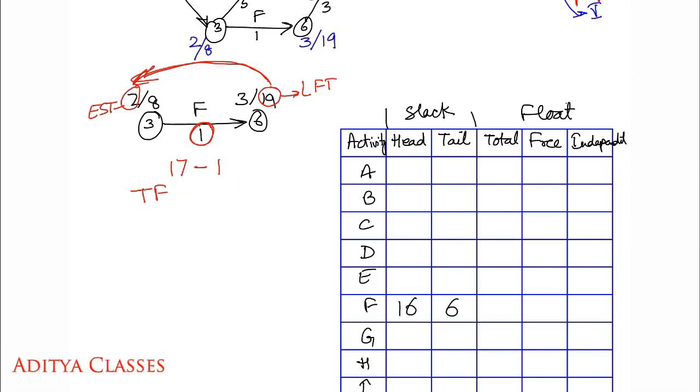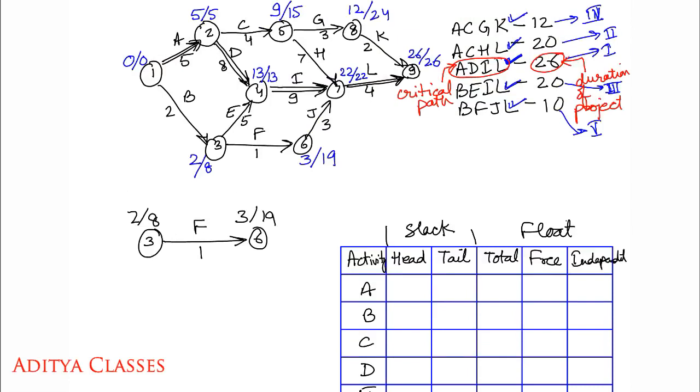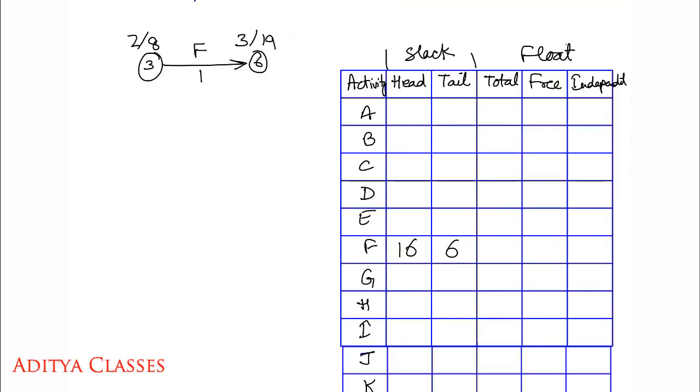So yes, we can go ahead and we can find out total float. What is the total float for this activity F? It is the latest finish time minus earliest start time minus its duration. So what do we get? We get 19 minus 2 minus 1. 19 minus 2 is 17, minus 1 is 16. So these are our durations. So what is our total float? Total float would be 16. Done?